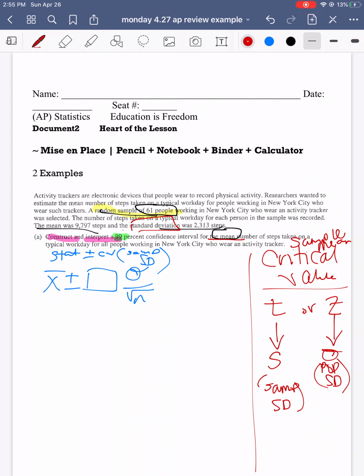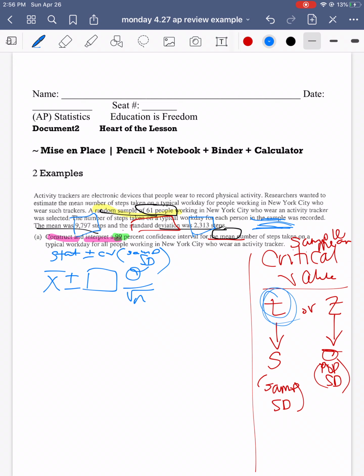So let's read carefully. It says they took a random sample of 61 and the number of steps taken on a typical workday for each person in the sample was recorded. The mean was 9,797 and the standard deviation was 2,313. So, based on that, these values are coming from the sample. That means we are going to use a T as our critical value instead of a Z, because the standard deviation is coming from the sample.